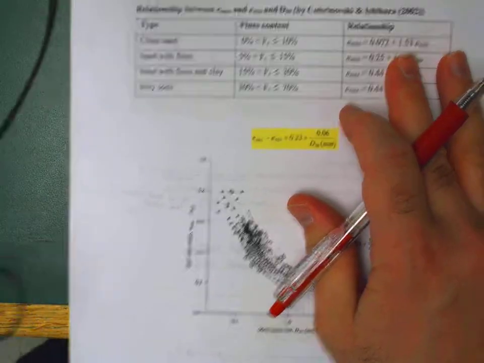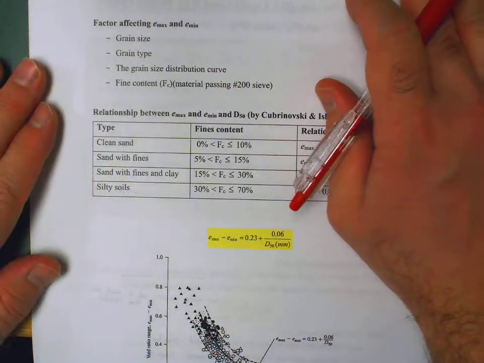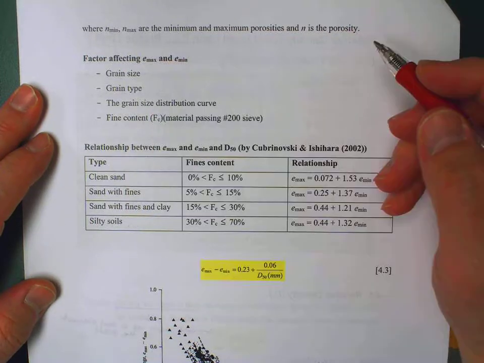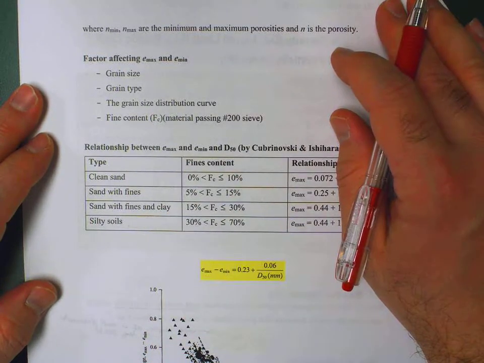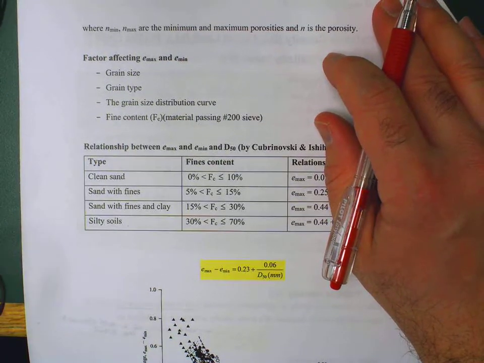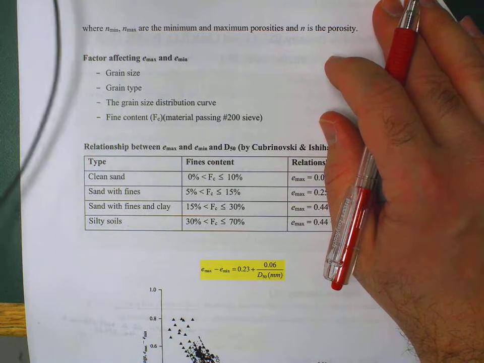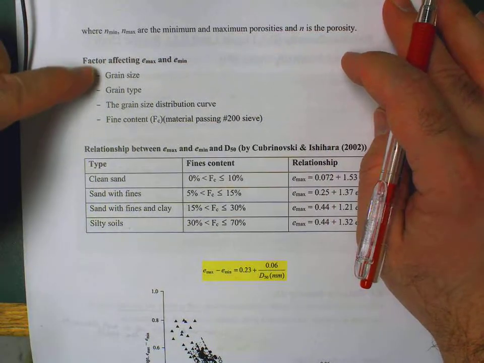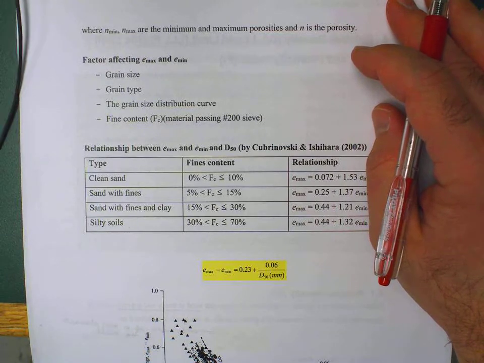Now, what are the things that affect the relative density? Obviously, the grain size, grain type, grain size distribution curve, and materials passing number 200. Sometimes you will want to change the relative density, since there could be a minimum limit. I want a minimum 90% relative density for a certain location. In that case, you need to keep in mind these are the things.